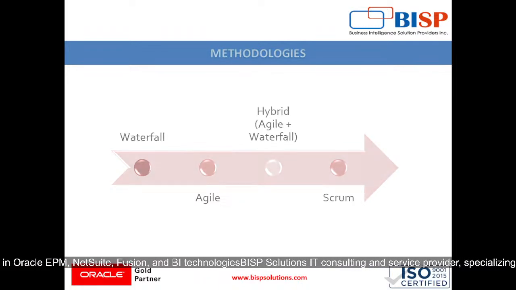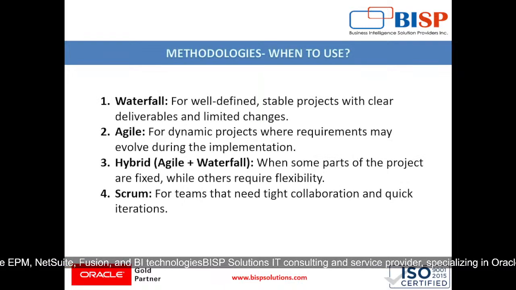So when to use these methodologies. Waterfall for well-defined, stable projects with clear deliverables and limited changes. Agile for dynamic projects where requirements may evolve during the implementation. Hybrid, agile plus waterfall, where some parts of the project are fixed while others require flexibility. Scrum is used for teams that need tight collaboration and quick iterations.